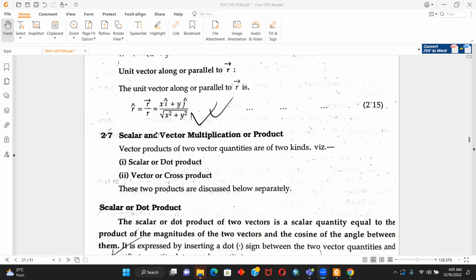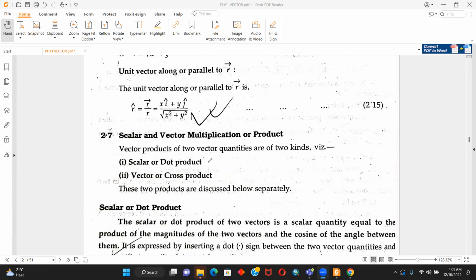So we have already understood about subtraction and addition of vectors. Now, what is the case in multiplication or product? So there are two kinds of products of vector quantities. First one is scalar product or dot product. That is, the resultant would be a scalar component or a scalar thing, whatever you want to call it. Because component might be confusing.